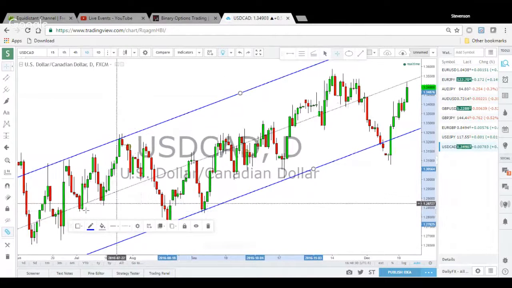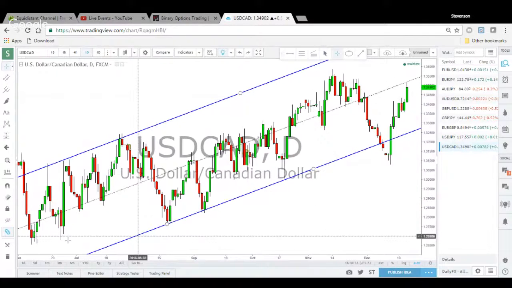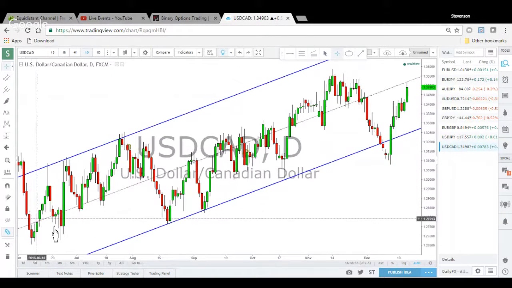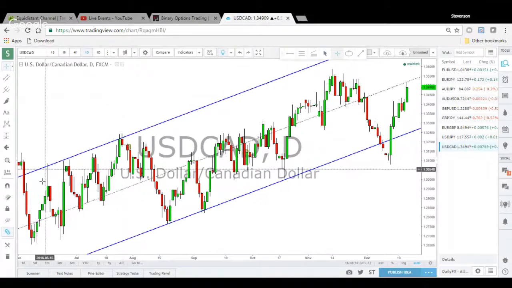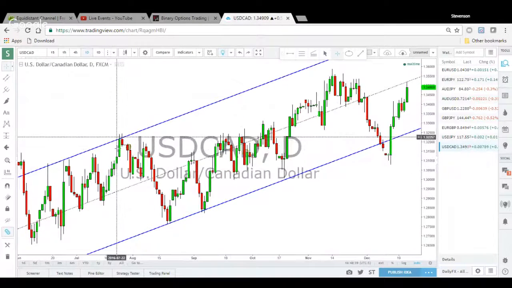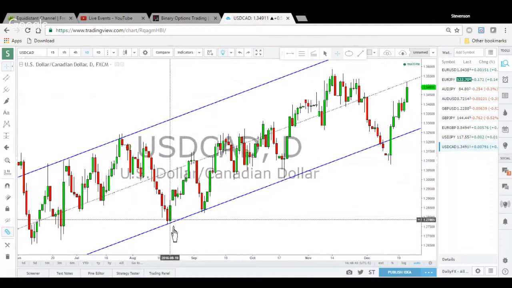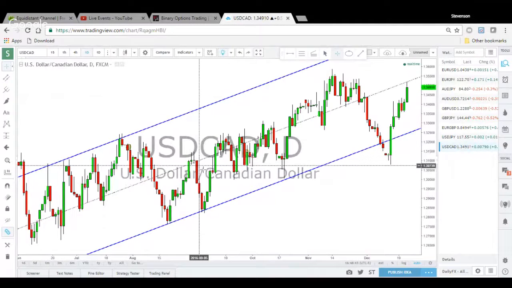Now, got a clear channel right here. Perfect uptrend. And as you can see, price is just bouncing. Reversed over here, boom, went on this downtrend. Reversed over here, went on this uptrend. And you have all the tools.